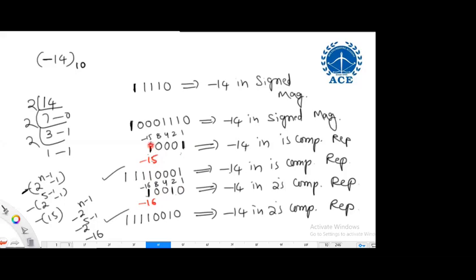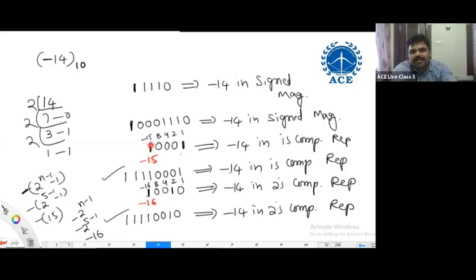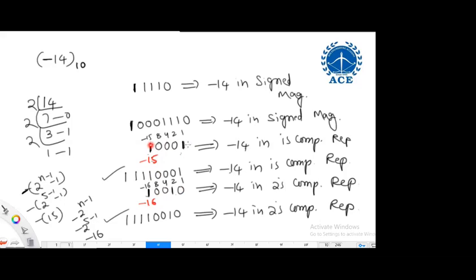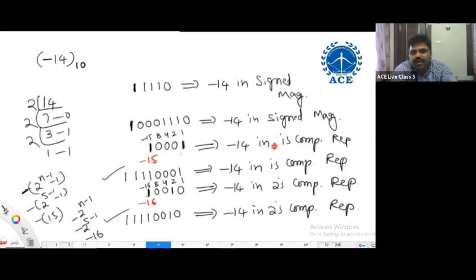Why are you saying again magnitude? You are talking about 1's complement representation. Is it sign magnitude? Only if it is sign magnitude do we need to talk about sign plus magnitude. If it is 1's complement, you go with the weights.